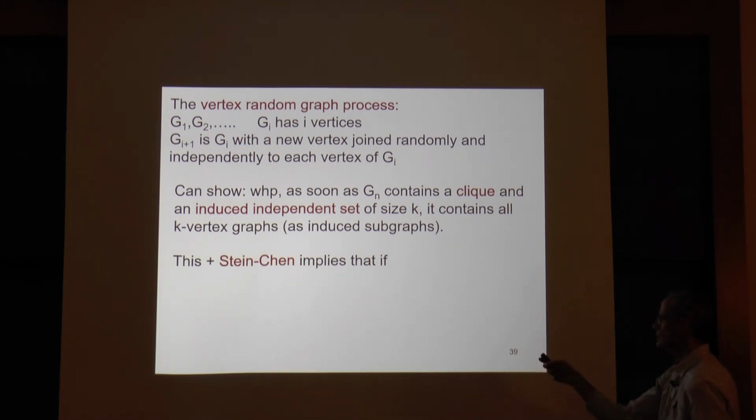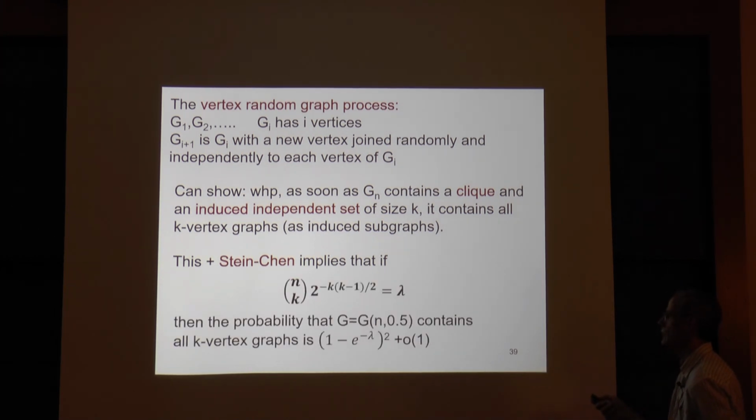I just mention here that this fact, together with what is called the Stein-Chen method, a method in probability theory, shows that if the expected number of cliques of size k in the random graph G(n,½) is lambda, where lambda can be 3 or 2 or 5 or 10 to infinity or 10 to 0, then the probability that Gn contains all graphs, that is, is k-universal, is, up to a small error term, 1 minus e to the minus lambda squared. Really, 1 minus e to the minus lambda would be the probability.